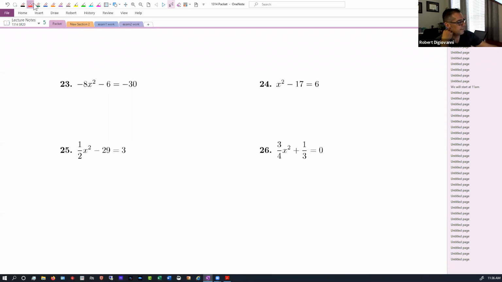So the first thing I'm going to do is add 6 to both sides. That'll leave me with the negative 8x squared. And on the right side, what do I get? Negative 24, when I take negative 30 and add 6. Now, do I take the square root now? This is the first time we've run into this. Should I take the square root now, or do I have to do something else first?